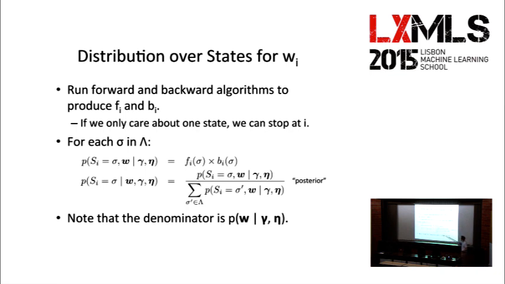And then you can say, all right, the joint probability that the state at position i equals sigma and the words were generated by this HMM is the product of F_i of sigma and B_i of sigma.